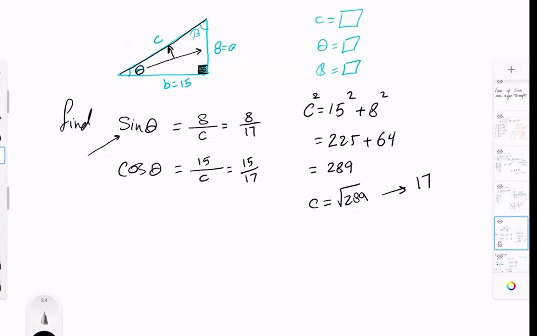All right. If I ask you what is theta, so C, let's say we solved, is 17. How do I solve for theta?